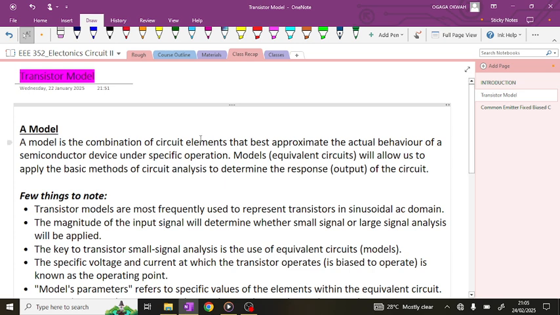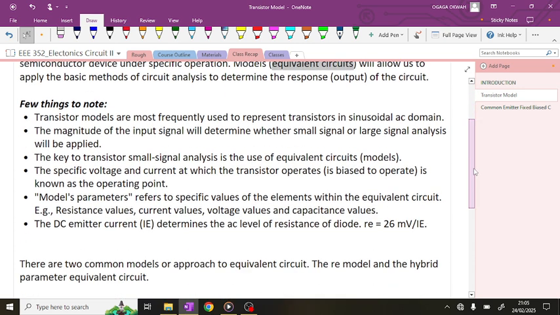First of all, what is a model? A model is a combination of circuit elements that best approximates the actual behavior of a semiconductor device under specific operation. So if you hear the name model, just think of equivalent circuits. It allows us to apply basic methods of circuit analysis to determine the response, which is the output of the circuit.